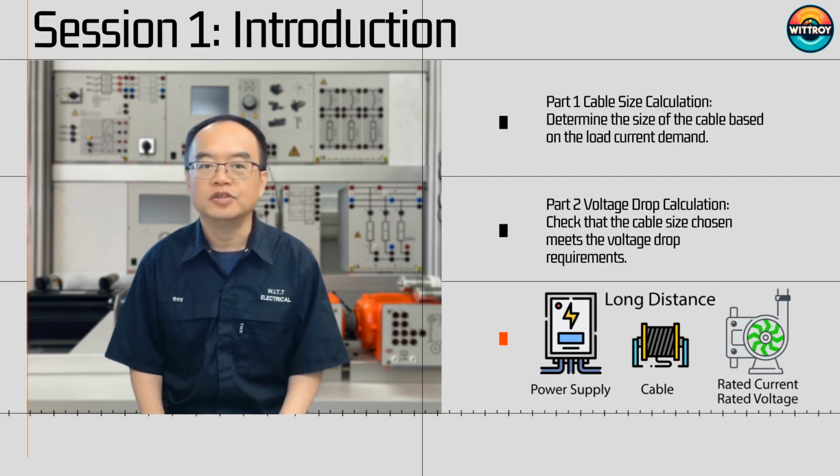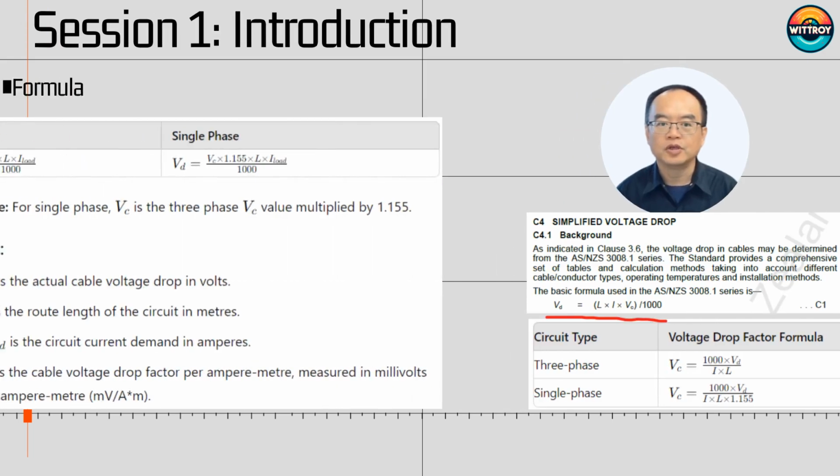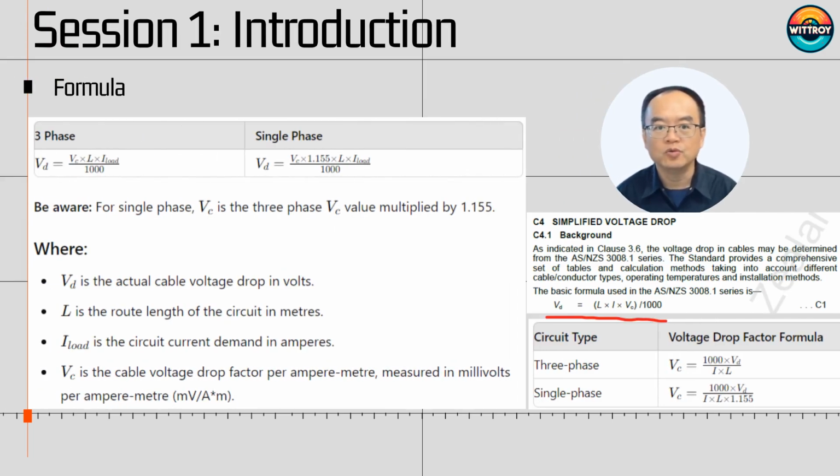By performing voltage drop calculations, we ensure that our electrical installations meet the requirements of the electrical equipment's rated current and rated voltage. In simple terms, when the electrical equipment or circuit is connected to the power supply, even over long distances, the cable chosen by voltage drop calculation will still provide the necessary voltage and current for safe and efficient operation. To do voltage drop calculation, we need to use the voltage drop formula.